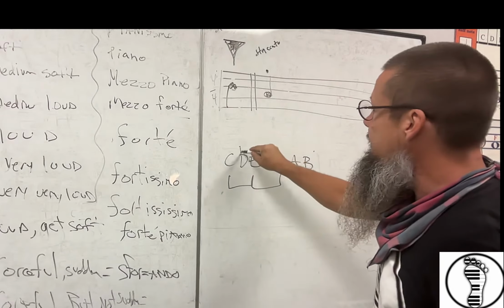I use that to separate concepts as well on examples like this. So if you're looking at it, that's what these mean. The next one we're going to have here is called a tenuto. The tenuto is kind of cool.